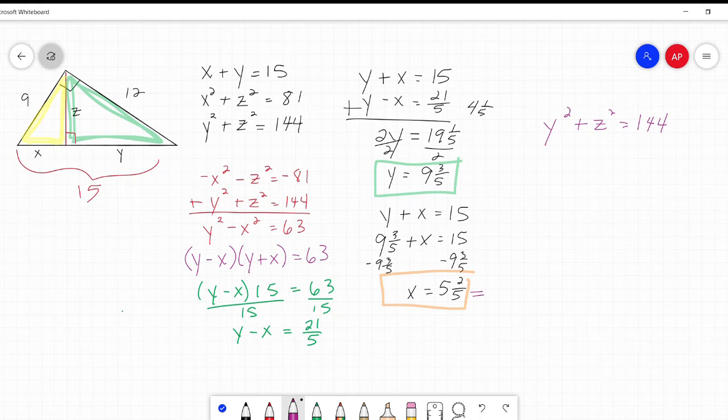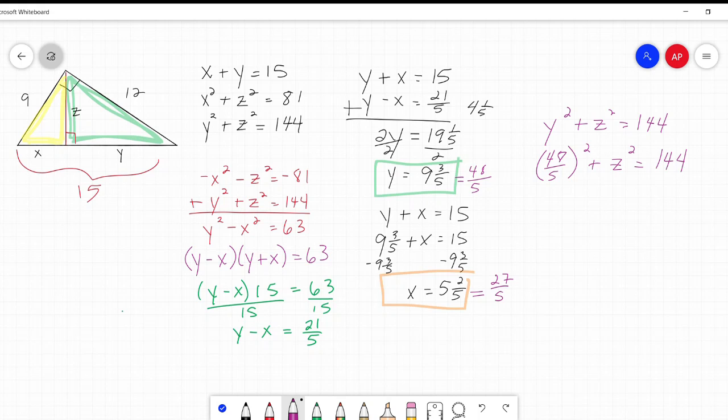Like this x, 5 2/5 is the same as 27/5. And this 9 3/5 is the same as 48/5. That may be how your teacher wants you to write it. You know, for this kind of thing, defer to what they're telling you. So I'm going to put this up here, 48/5 squared plus z squared equals 144.